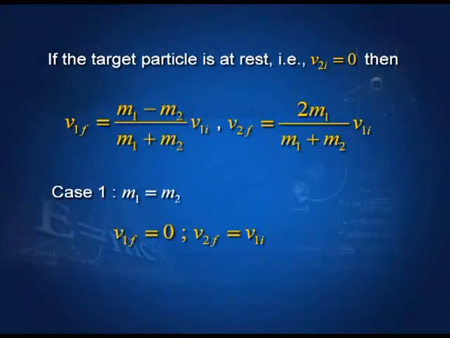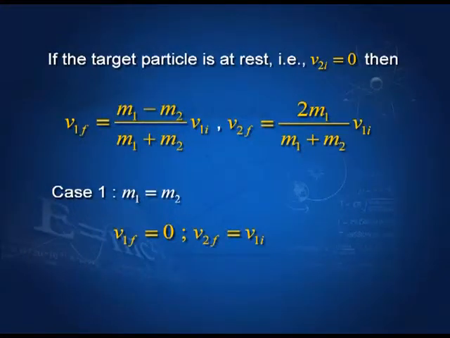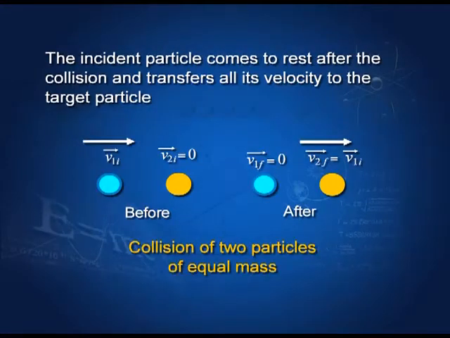The first case is when the two masses are equal. I mean, two balls which are colliding have equal masses. What happens then? I have sketched here before and after. This V1I moving this way, V2I is equal to 0. We will see that V1F becomes 0 and V2F becomes V1I. We shall see that in a moment.